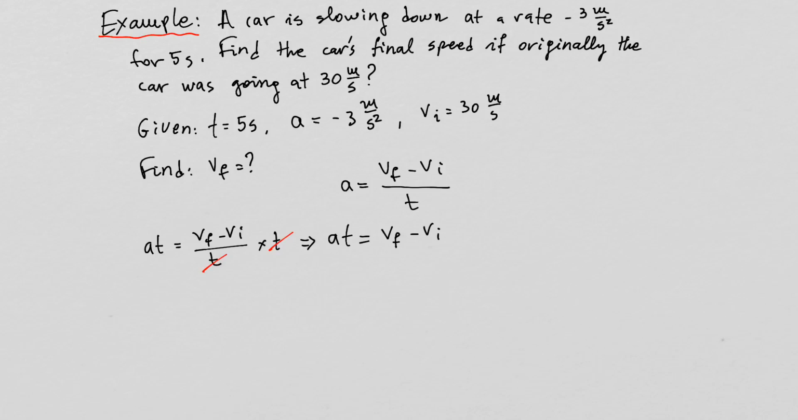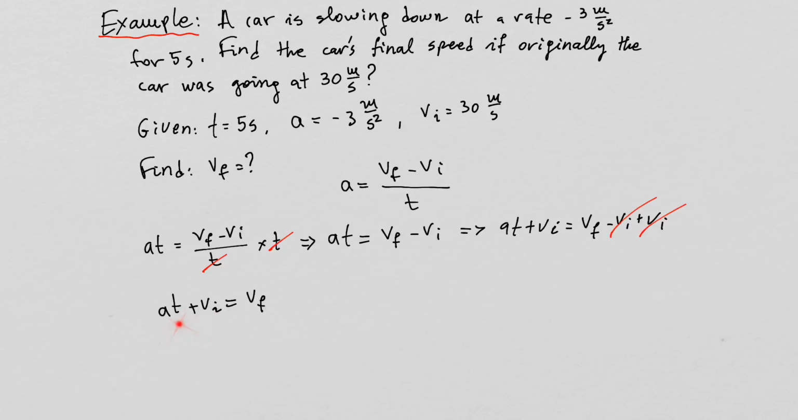So now the next step would be to move v initial from the right-hand side to the left-hand side. Now I notice that v initial is being subtracted here. So therefore, if I add v initial on both sides, on the right-hand side, they will cancel out, and what I will be left with is just v final. So let's do that. I add v initial to both sides of this relationship right here. So we have at plus v initial is equal to v final minus v initial plus v initial. Minus v initial and plus v initial cancel out. And finally, my working formula now is that v final is equal to a times t plus v initial.